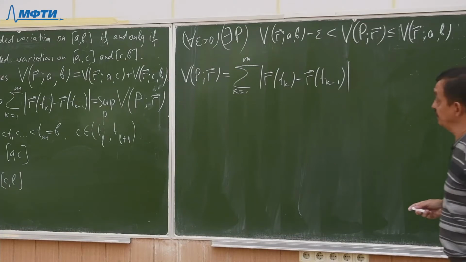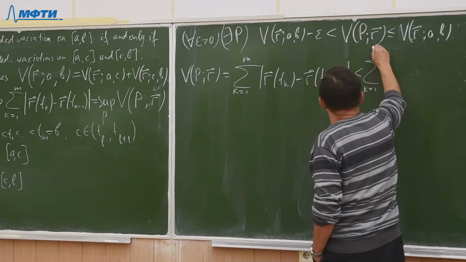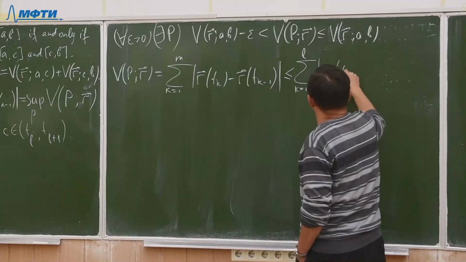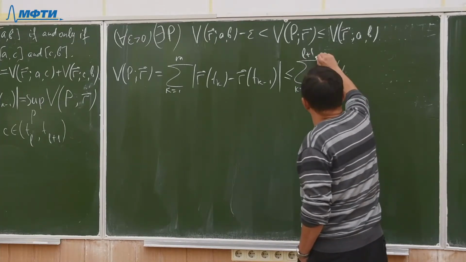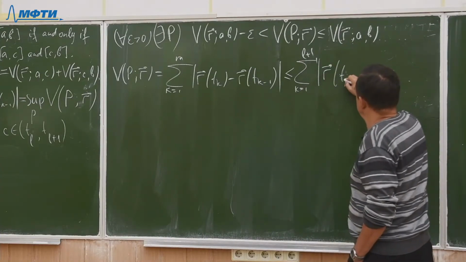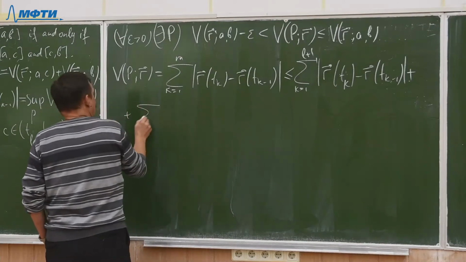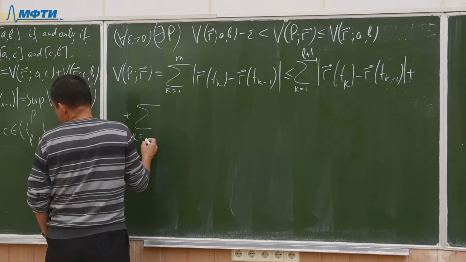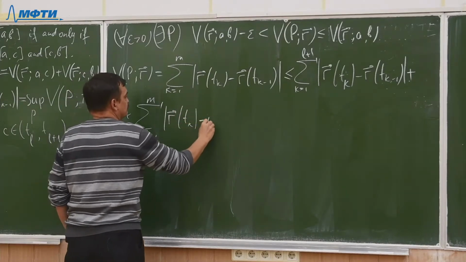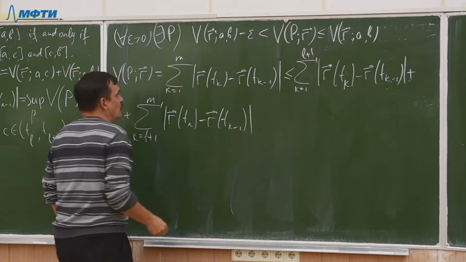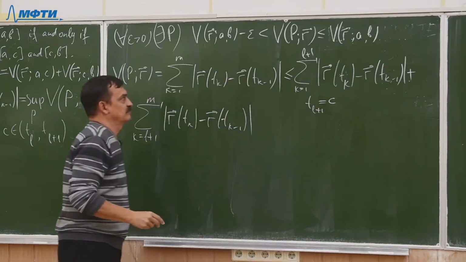We observe that we can write it like that, less or equal than the sum for k from 1 up to L, R of t_k minus R of t_{k-1}, plus one more term. Let me write prime here. What I mean by prime, I'll explain. Plus the sum for k from L plus 1 up to M, also prime, R of t_k minus R of t_{k-1}, where prime means that here, look, t_{L+1} is c. That is the meaning of this prime.